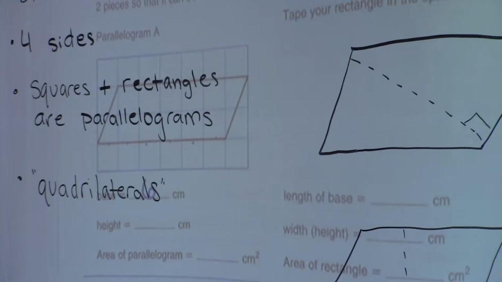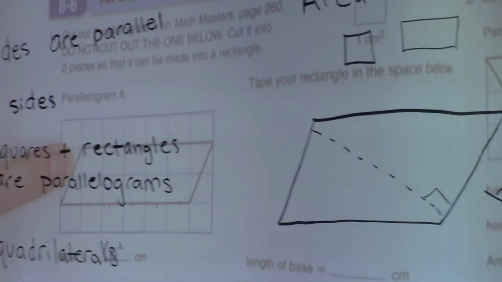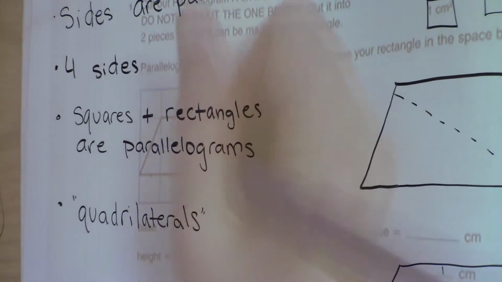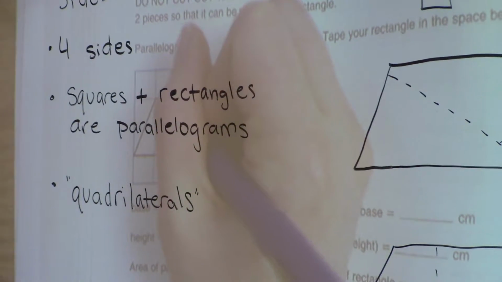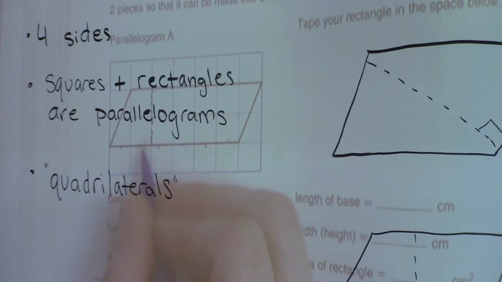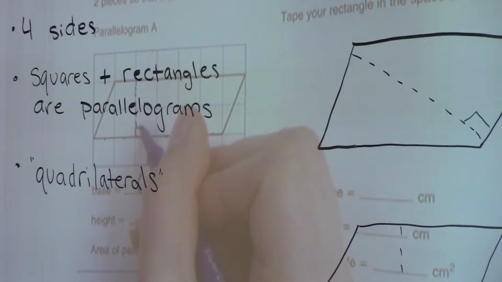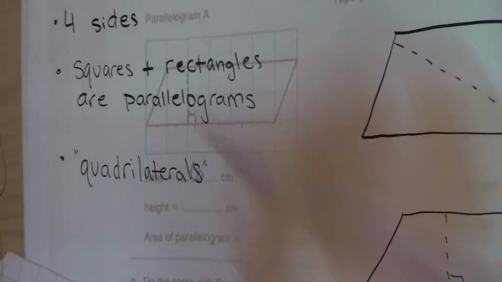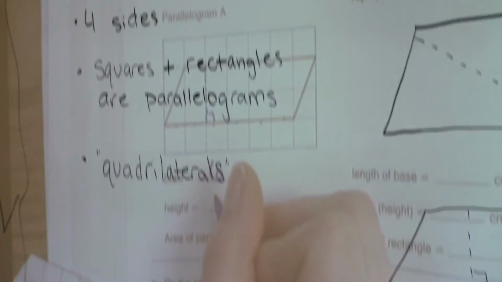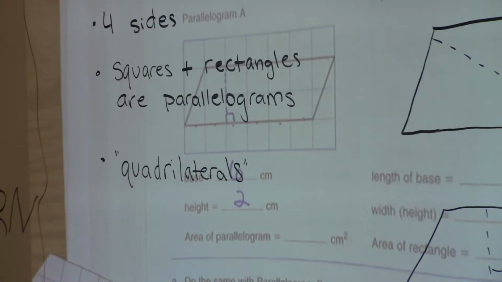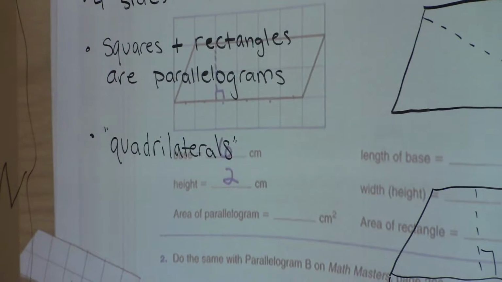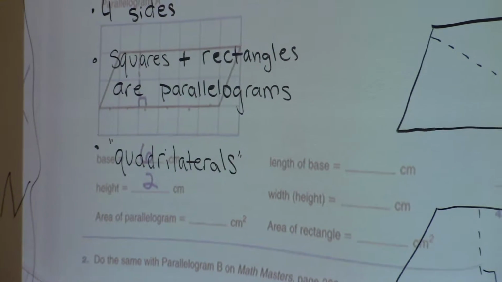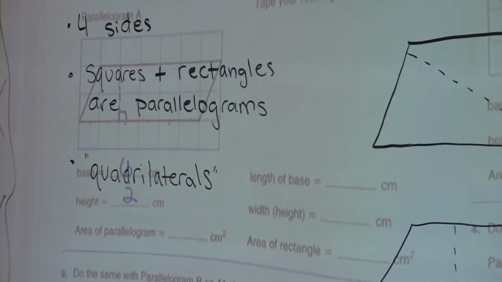Now, I'm going to be measuring my height. I'm not going to measure the side of the parallelogram. I am going to start at my base, and I'm going to create a line that is perpendicular from the base to the exact opposite side. And this sheet has perpendicular lines already set for us, so I can just use that. 1, 2. So my height is 2 centimeters.